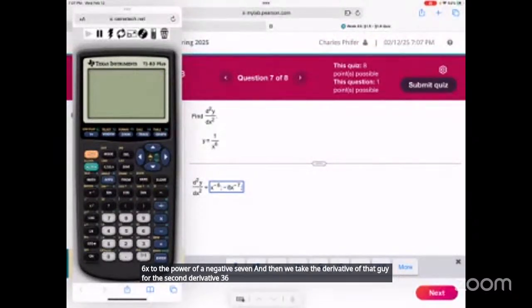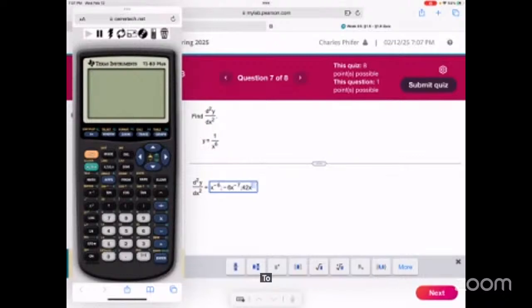36 times 7 is 42, so 42x to the power of negative 8.